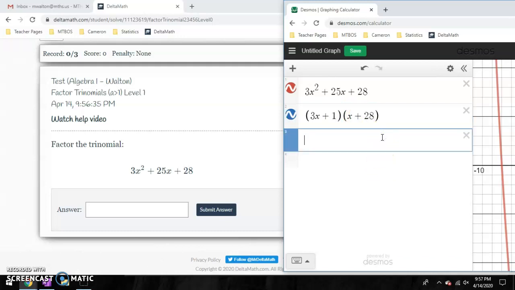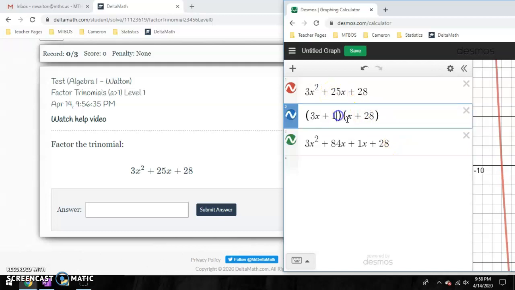Now, if I were to multiply this out, 3x times x is 3x squared. Good. Oh boy, 3 times 28. Well, that's definitely going to be bigger than 25. That would be, what is that, 84? 84x. And then finally, 1 times x is 1x, and 1 times 28 is going to be 28. That is definitely too big. We wanted something that was 25, so that one's not going to work out.